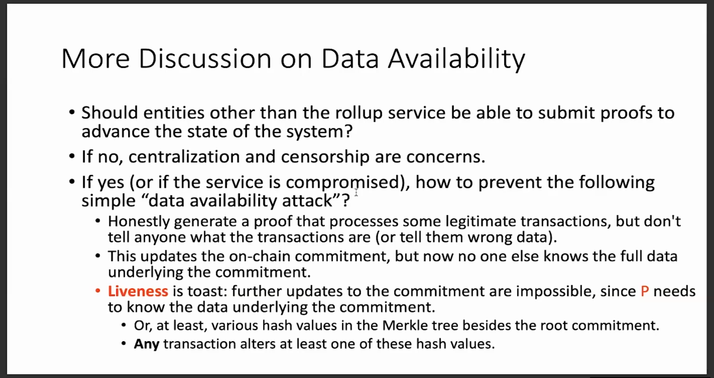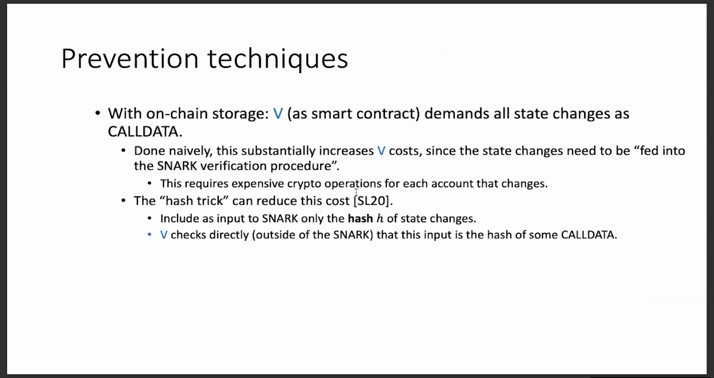So here it is. If the data is being stored on chain, the state of the world is in this call data, you can demand that the verifier, the smart contract that runs the SNARK verifier, demands all state changes as call data. So it will take as part of its input the latest state of the world written to the call data. Okay, and it will then have to treat that as what's called public input to the circuit that it's applying a SNARK to.